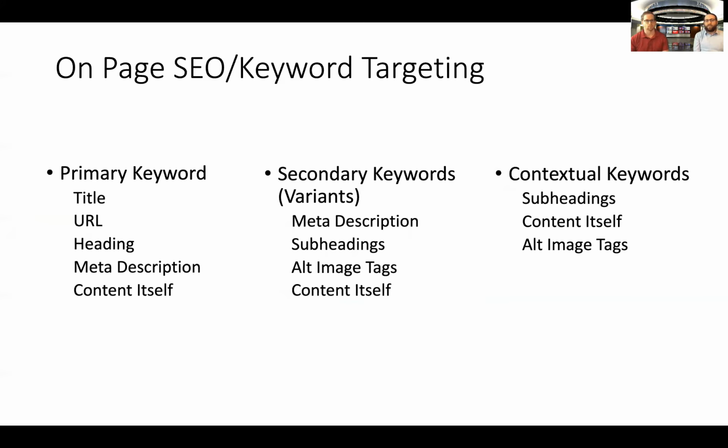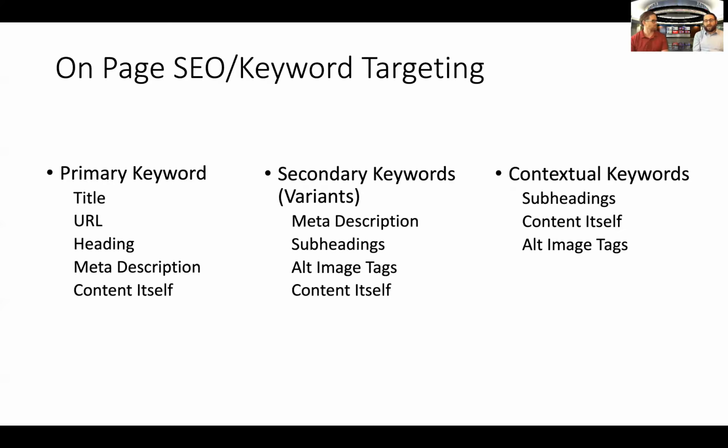Okay, so now that we have our primary keyword, our secondary keywords or variants, and the contextual keywords, what do you do with them? So you can see the primary keyword is something that I'm going to want to put in the title of the page, both the meta title, which is the unseen title, but also the main title, which is often an H1 tag. You want it to be in the URL, the heading, the meta description, and obviously the content itself. Now you're going to look at your secondary keywords or your variants. If you can put those in the meta description, that'd be great. Definitely include those in the subheadings. You want to have those in the image tags and the content itself. And then finally, your contextual keywords, you will really want to have those as subheadings and content and also images.